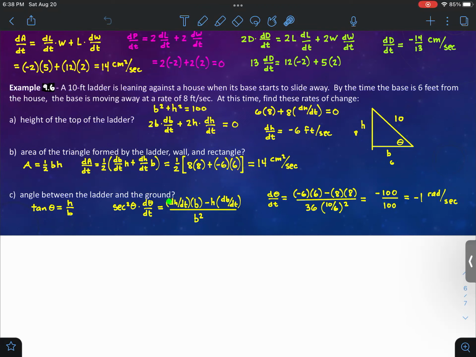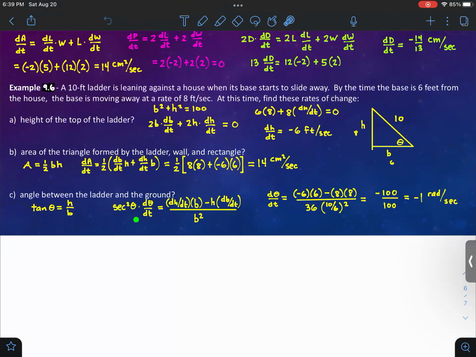Okay. All these things in the numerator are from previous parts of the problem, but what do I plug in for theta? We actually never know exactly what to plug in for theta, and we don't have to, because instead I'm just going to plug in for secant theta, right? At the moment when the base was 6, hypotenuse is 10, h was 8, we can make a secant ratio out of that. Secant is the reciprocal of cosine. Cosine was always going to be adjacent over hypotenuse. So essentially at this moment, cosine is 6 over 10. Therefore, secant is 10 over 6.